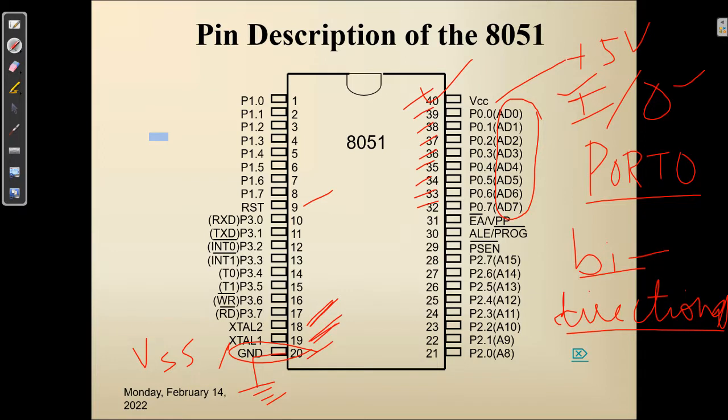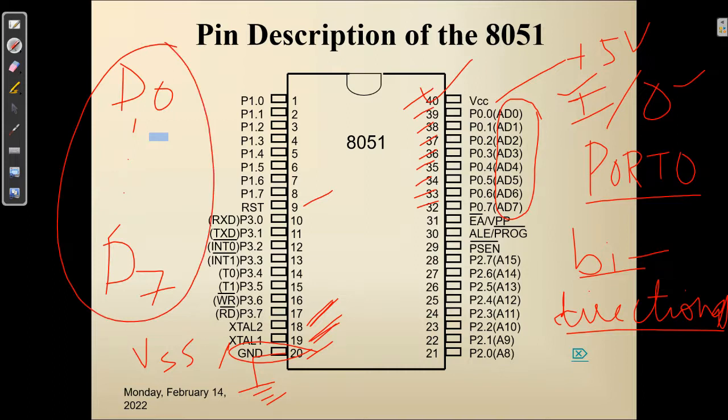Now in that case, these particular ports will be called as D0 to D7, because the data is getting transferred. But यहाँ पे आपका data is attached, or it is associated with the address also. It is associated with the address also.